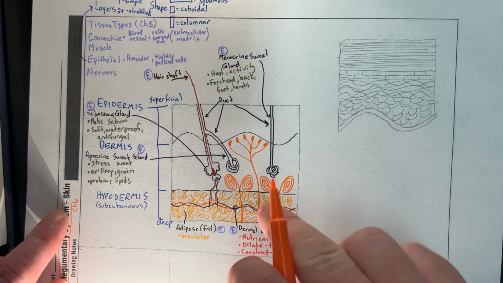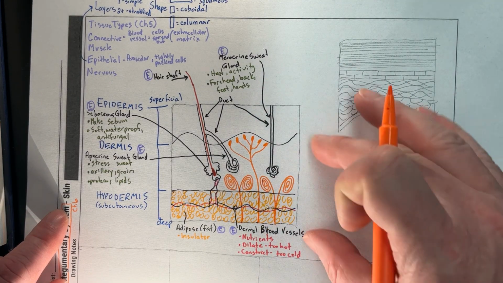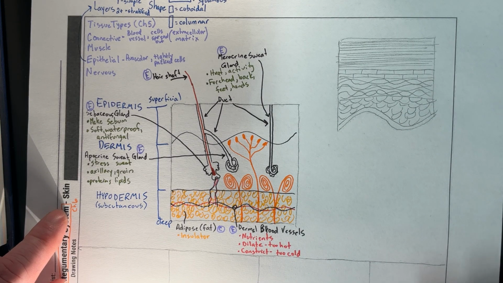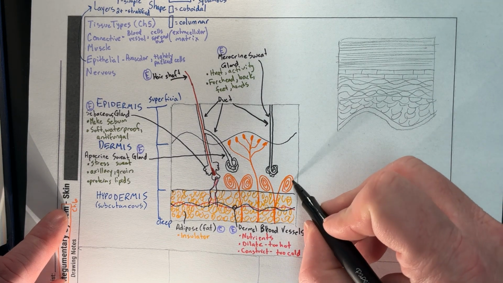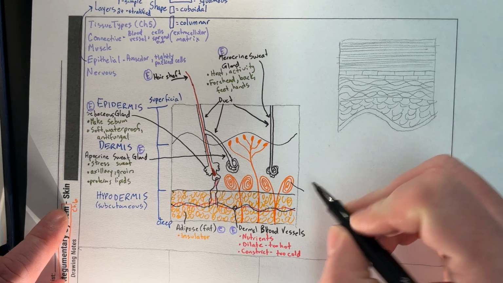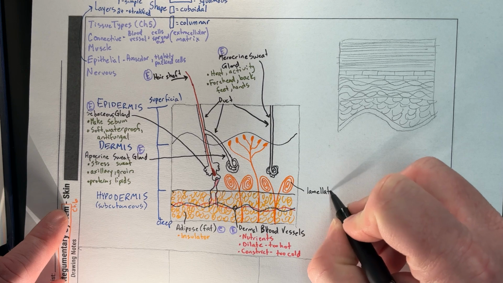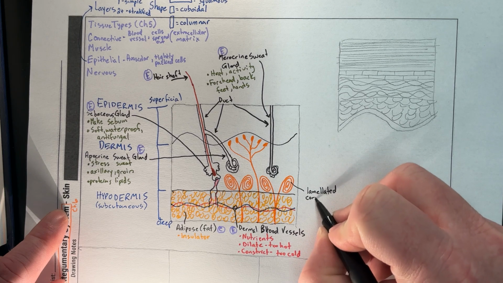So these are two different structures. And you can tell that they have different forms, and those forms are related to their function. So let's label this one. So this guy right here is called a lamellated corpuscle.